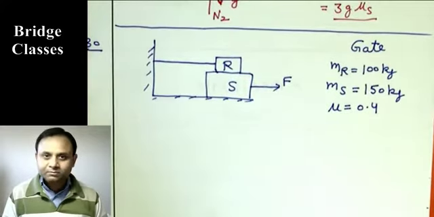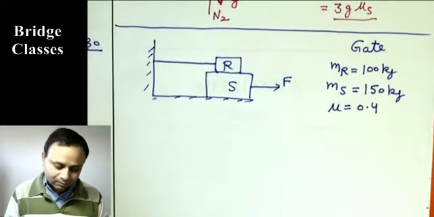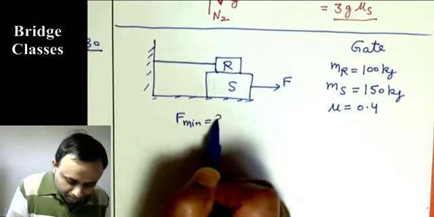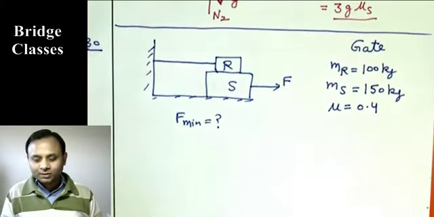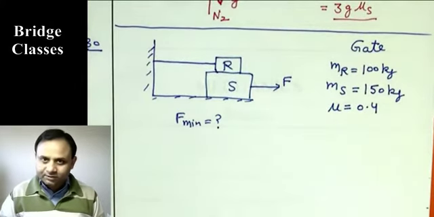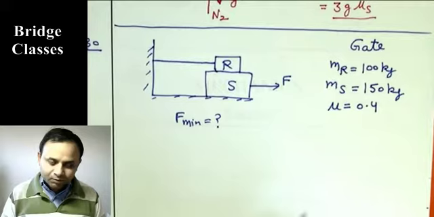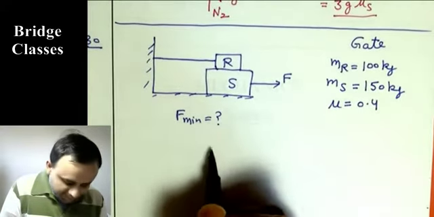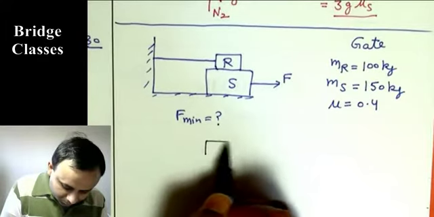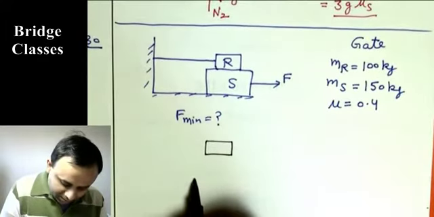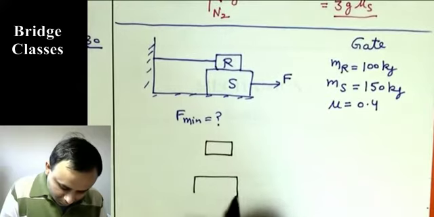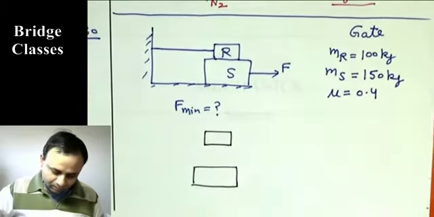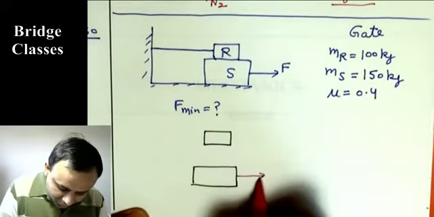So again, this problem is sort of similar to the problem we just did. Minimum F so that the body begins to move. So again, it is impending motion. We know friction is going to be mu s N, and it will be opposite to impending motion. So if you draw a free body diagram of these bodies, this is R and S. On S we have force here.